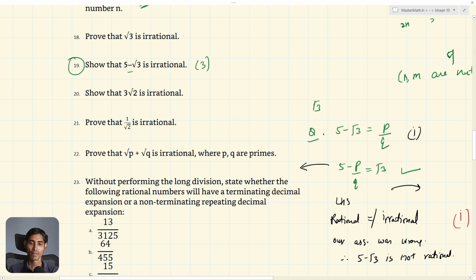Okay. Sir, could you show how to do question number 21 and 22? Yeah, we are coming to that. So question 20, what do you have to do? 3 root 2 is equal to p by q. Assume it to be rational. And then how do you keep everything rational to one side and the other things to the other side?